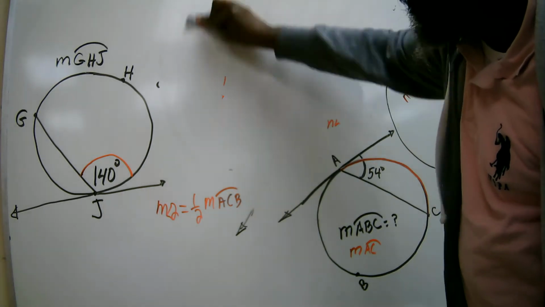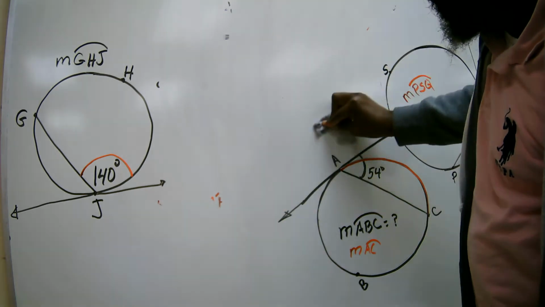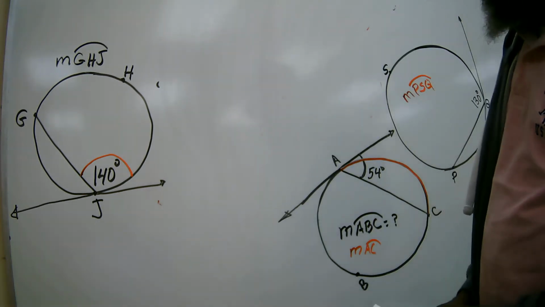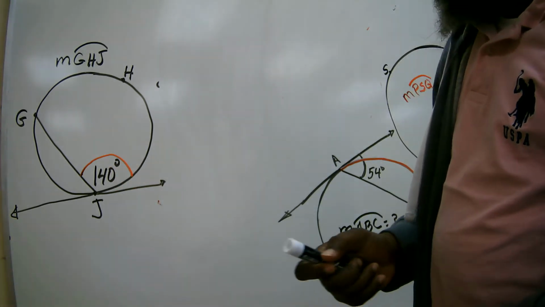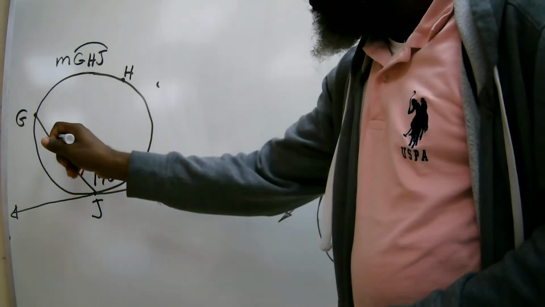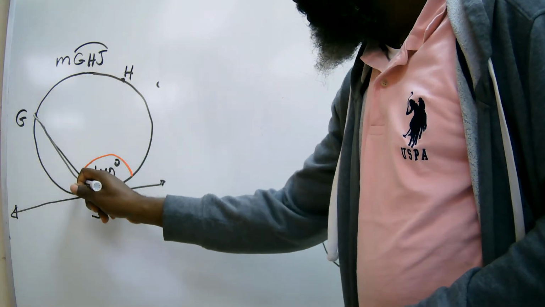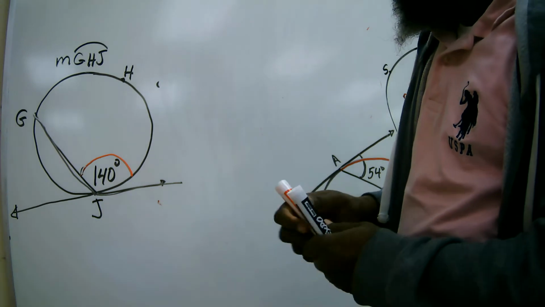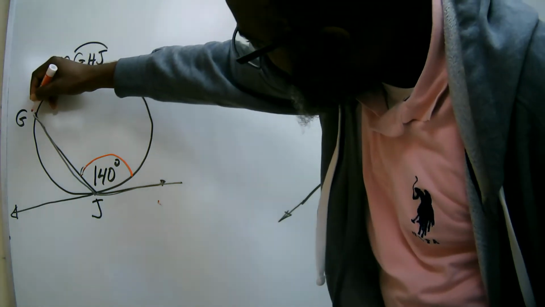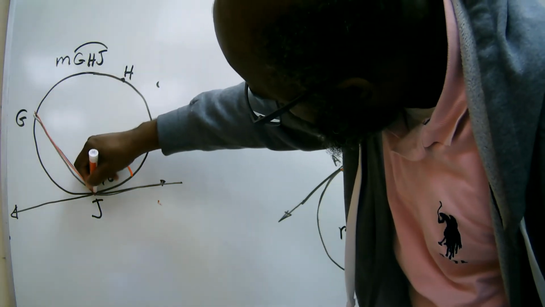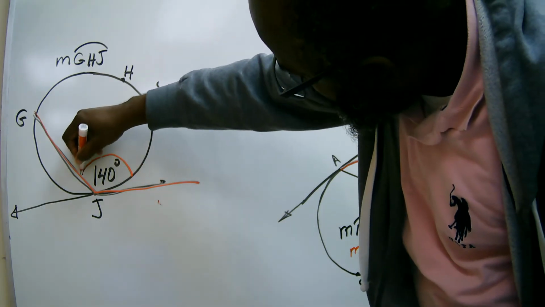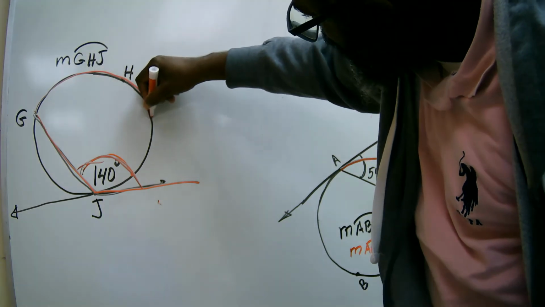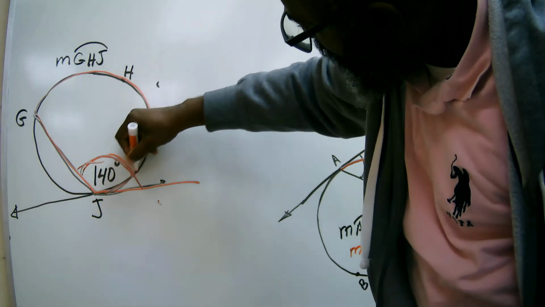So the angle that is formed is 1/2 of the intercepted arc. In this case, you have this angle, which is 140. Now they're asking you to find the intercepted arc from that angle. This angle is 140 and the arc is that. So it's very simple.